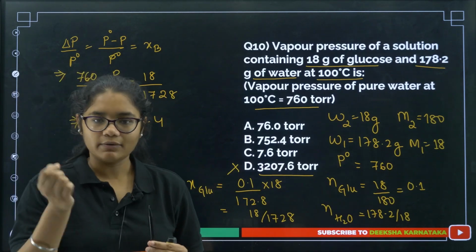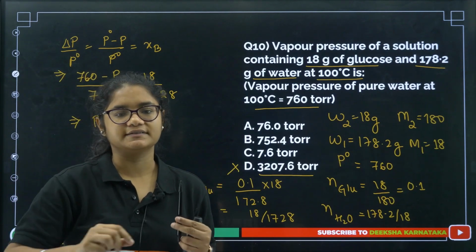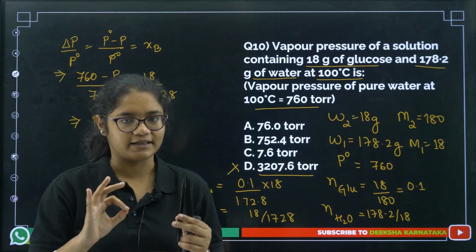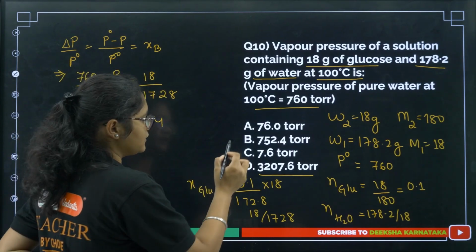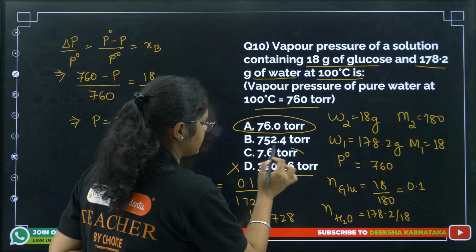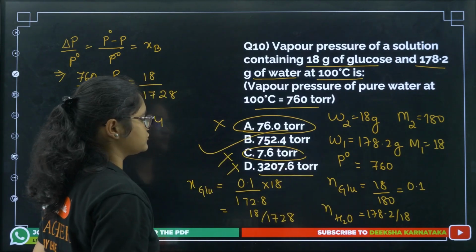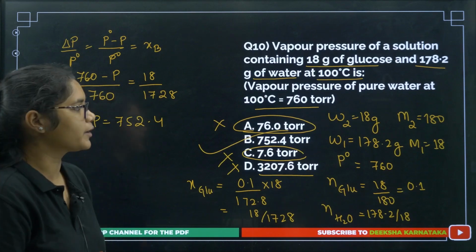Now one more thing, when you add a solute, the vapor pressure decreases only to a certain extent, like a very minimal change. But if you see here, it has decreased a lot and here also decreased a lot. So this also cannot be the answer. The correct answer has to be option number B here, okay.